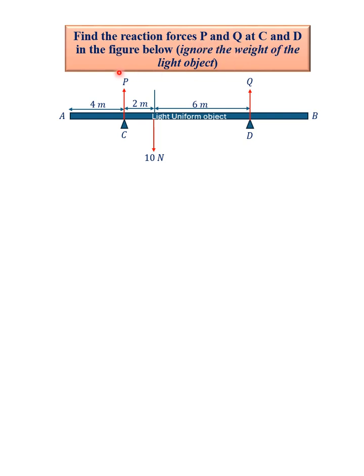Let us look at this question that says, find the reaction forces P and Q at C and D in the figure below. Ignore the weight of the light object. This is the light object that is supported on two knife edges at point C and D. The reaction forces at point C and D due to the knife edges are P and Q. And that is what the question is asking us to find.